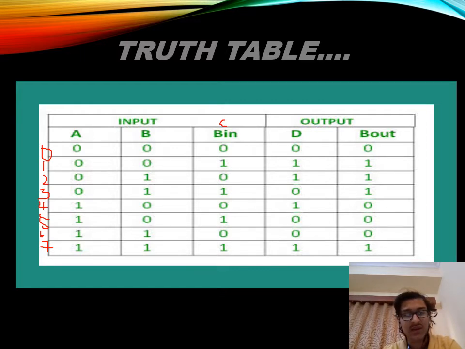For the seventh one, we have to take a equal to 1, b equal to 1 and c equal to 0. So 1 minus 1 equal to 0 and 0 minus 0 equal to 0. So difference equal to 0 and borrow also equal to 0.